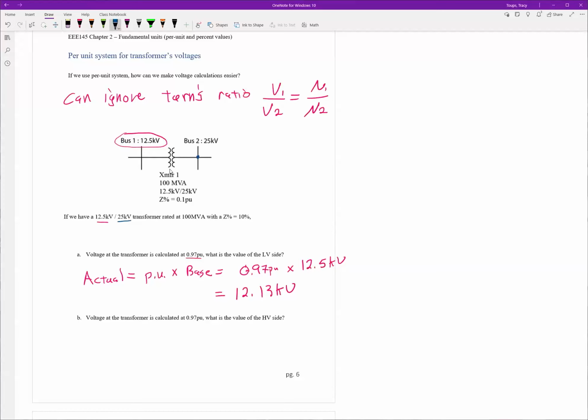Okay. Now let's do the same thing on the 25 kV side. So let's say we measure 0.97 per unit on the 12.5 kV side. Okay, so this is 0.97 per unit. The other side was also 0.97 per unit.